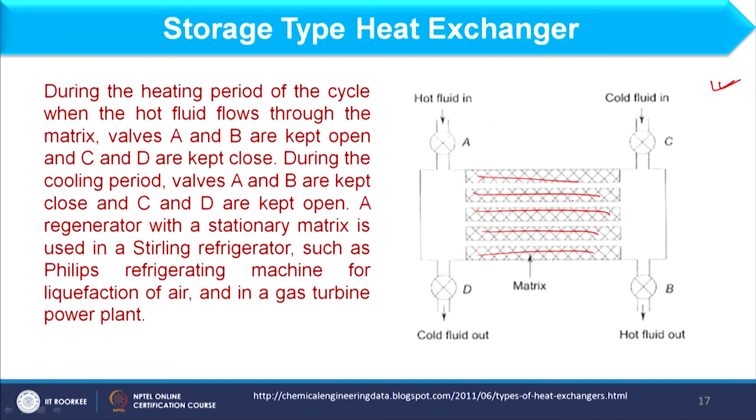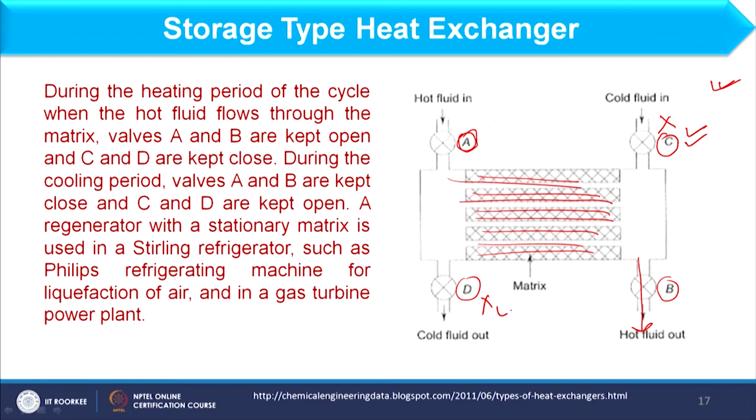So this is the solid structure, or we can consider it as packing, and hot fluid enters from point A and exits from point B. Cold fluid enters at C and exits at the D nozzle. Now in this storage type heat exchanger, the hot fluid first moves, and at that time the cold fluid nozzle will be closed. So the hot fluid enters, transfers its heat to this matrix and then exits from here.